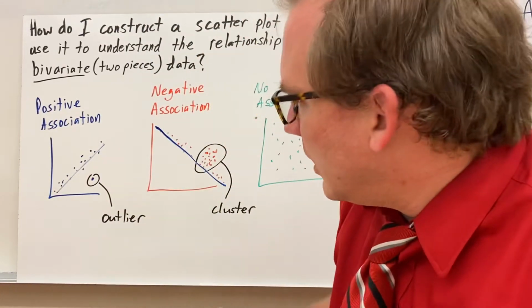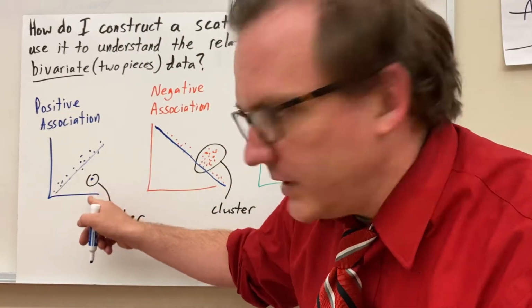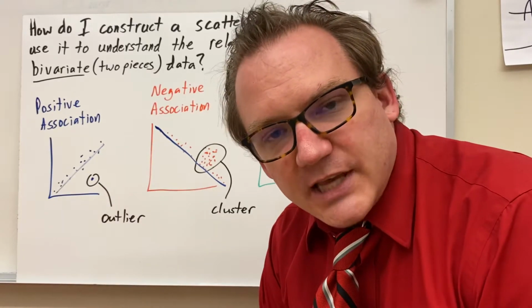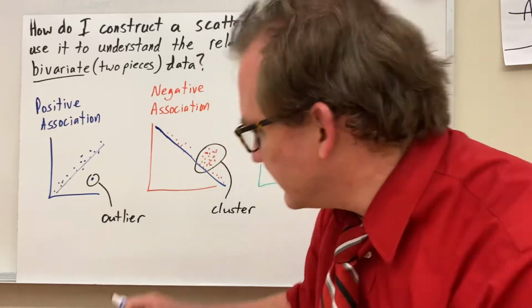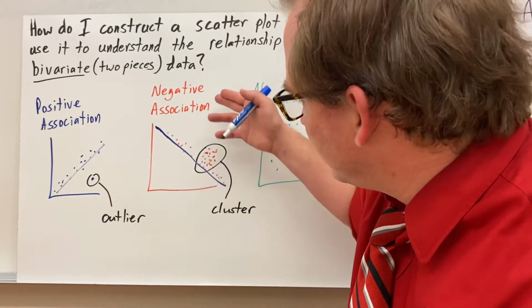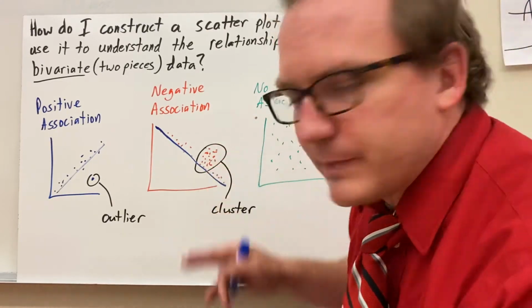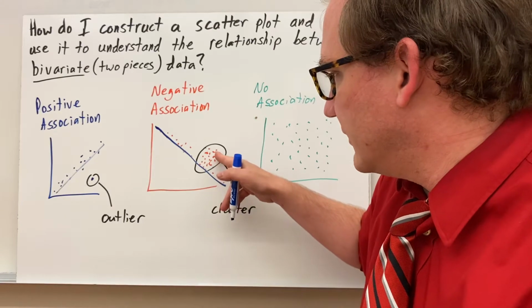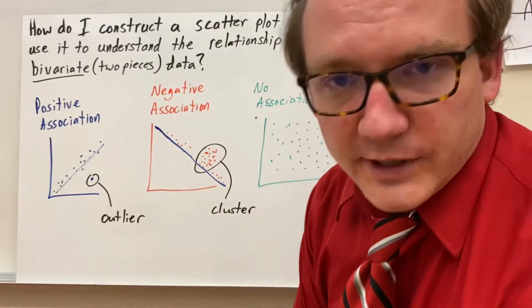Now, also within this, you have this one data point that's off to the side. That is called an outlier. If you plot all these data points and you have a big group of data in one spot, that's called a cluster. So outliers and clusters, I've circled a cluster in this one, and I've circled an outlier there.